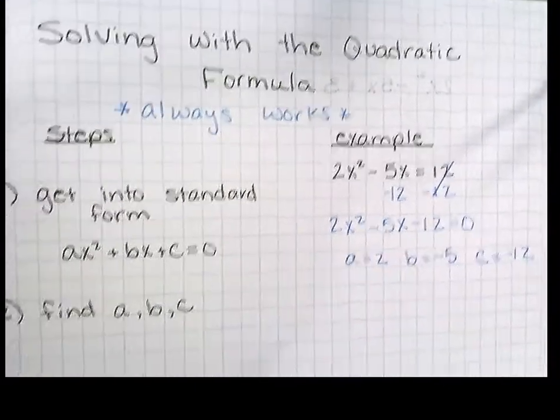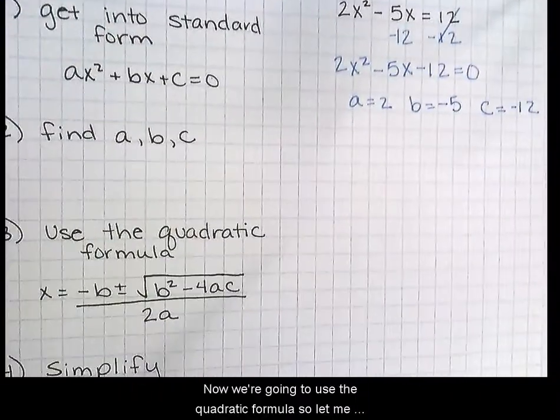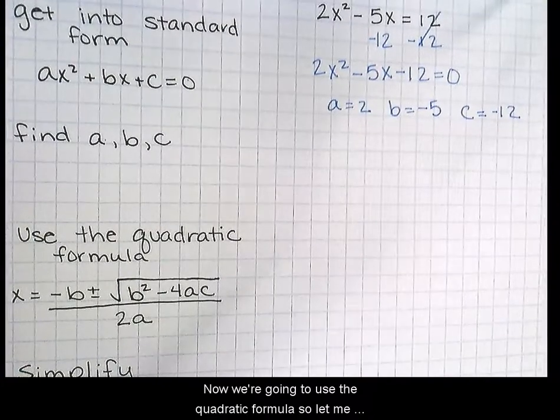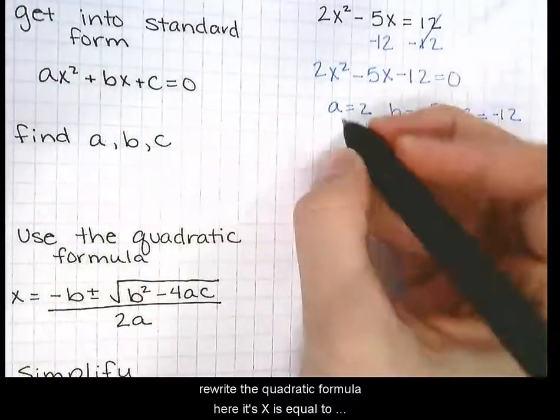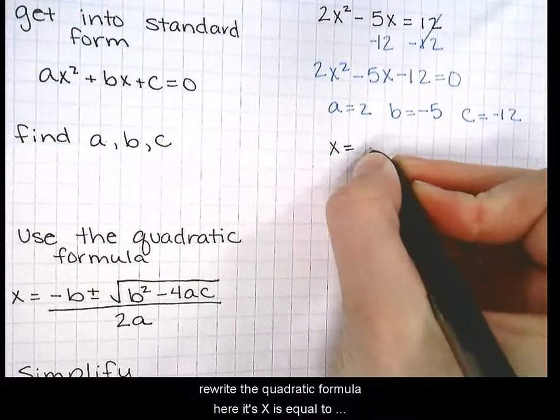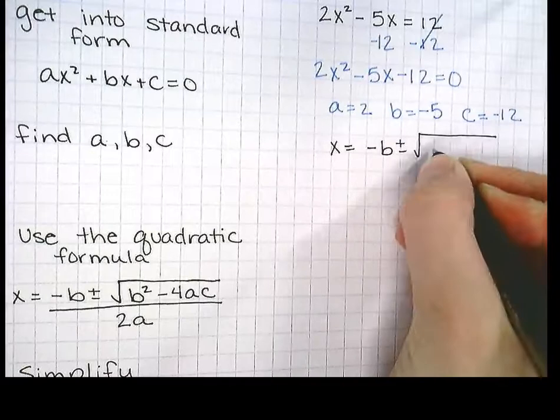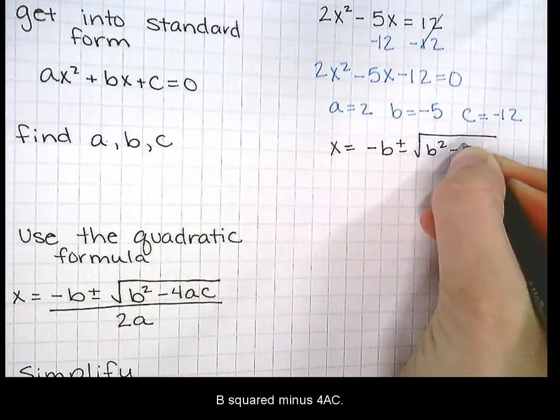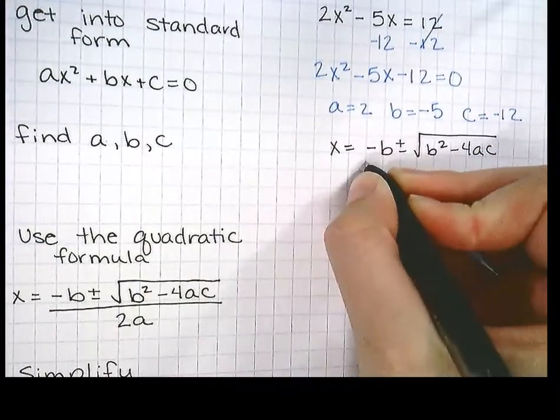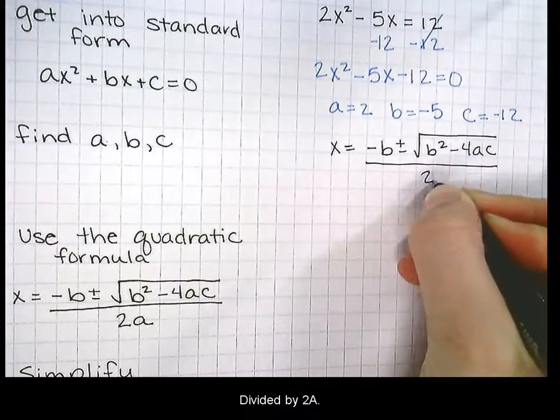Okay. Now we are going to use the quadratic formula. So let me rewrite the quadratic formula here. It's x is equal to negative b plus or minus square root of b squared minus 4ac divided by 2a.